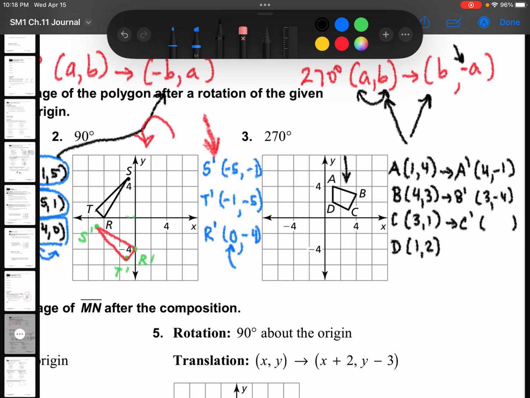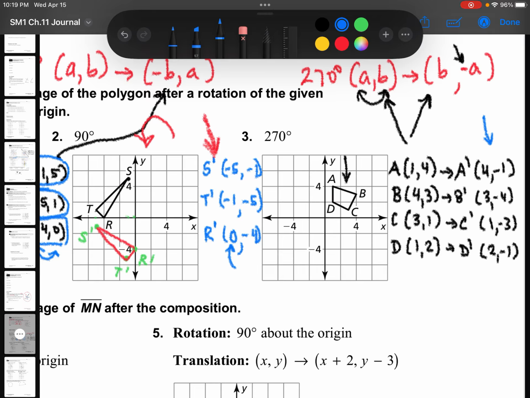C prime, it was originally 3, 1, and it is now 1 and -3. And finally, D prime should be 2, -1. Again, once you have the coordinates of the image, you just have to plot them.